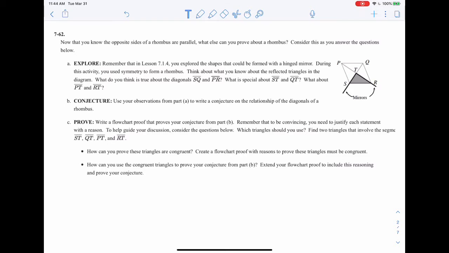So in the previous problem, we proved that the opposite sides of a rhombus are parallel. In this one, we're investigating the diagonals of a rhombus. Now we're not going to do letter C, where we write a flow chart to prove that triangles are congruent and build from there. So we're going to make this problem a little bit shorter. We're simply going to use the hinged mirrors to prove our properties. Let's do so.